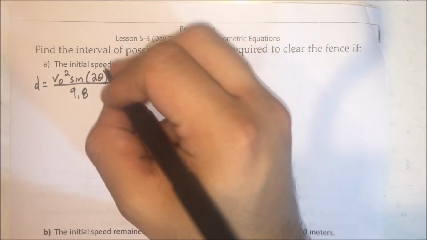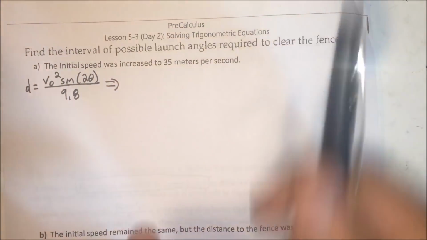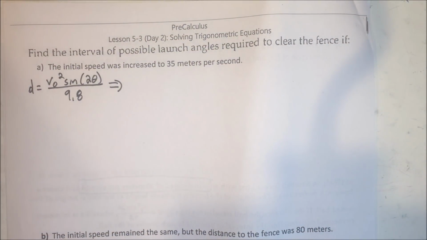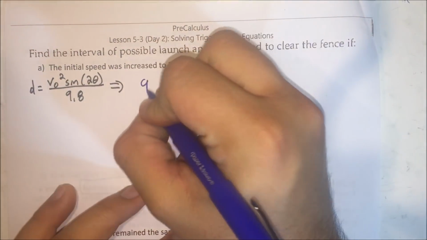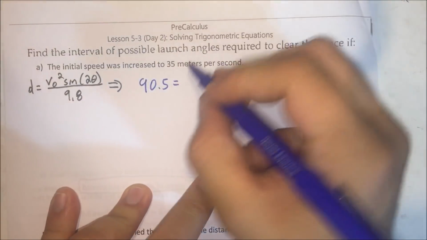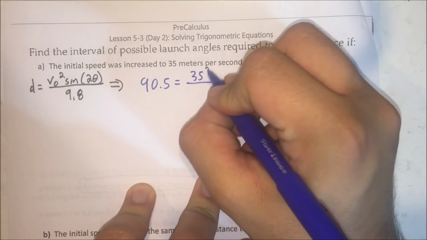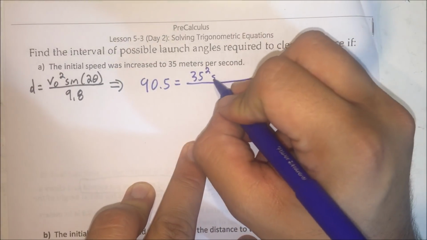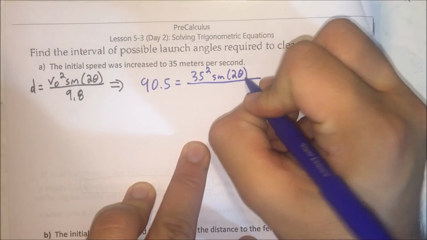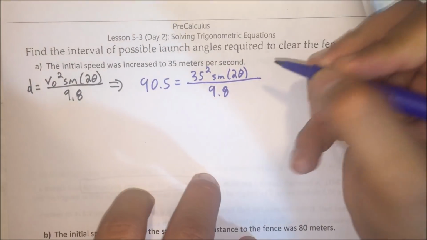Okay, so let's fill that in. We know the distance doesn't change. The distance is still going to be 90.5, which is equal to, now the initial speed is changing to 35 squared. Sine of 2 theta stays the same, and so does 9.8.